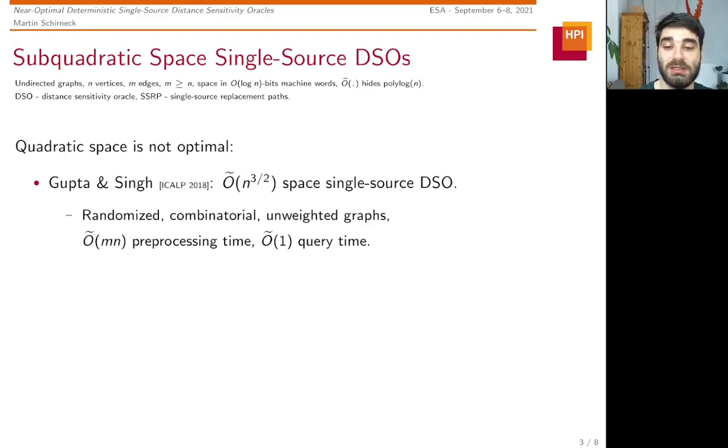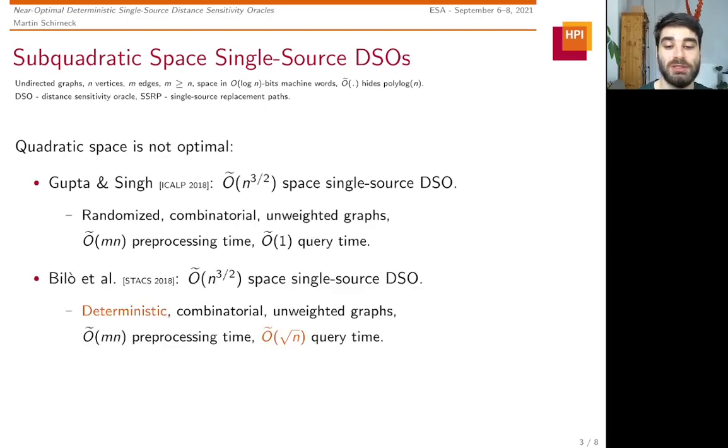The fastest deterministic single-source DSO was given by Bilò et al. and has the same preprocessing time and space, but it has a much higher, polynomial in n, query time for being deterministic. And we essentially want the best of both worlds. We want low query time, we want lightweight space and fast preprocessing.